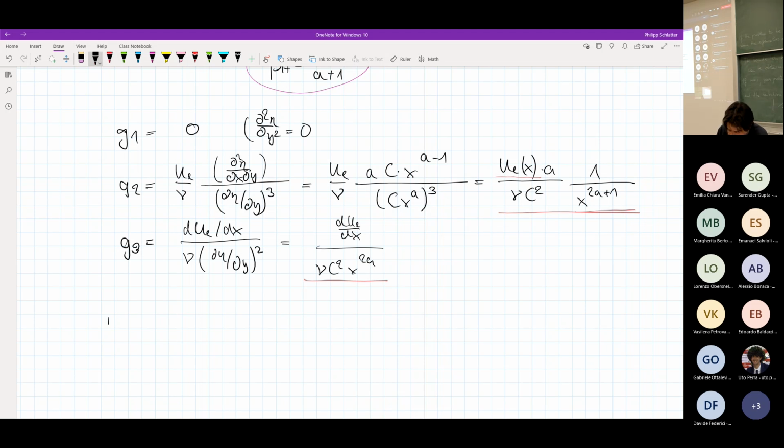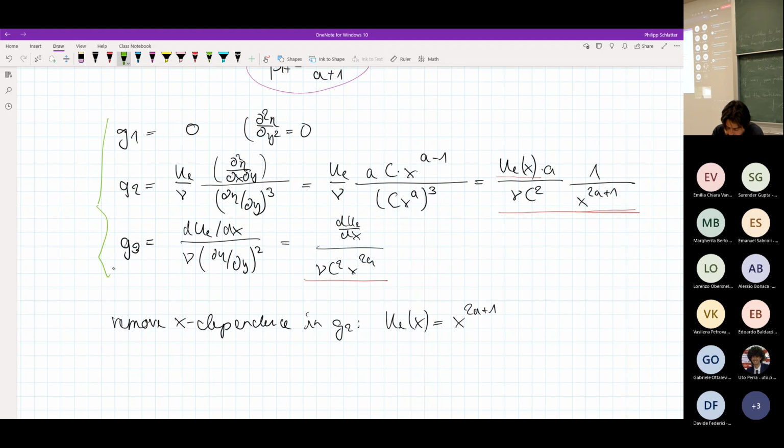So, remove x dependence in G2 means directly that UE of x needs to be, or we can now use an equal sign, x to the 2a plus 1.